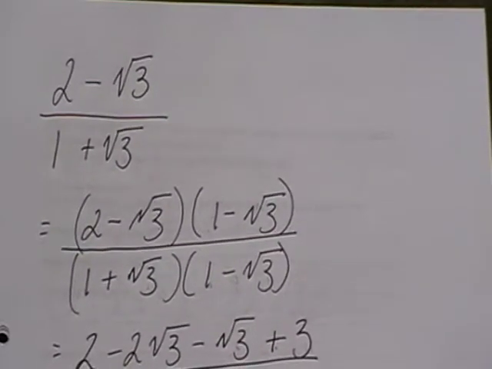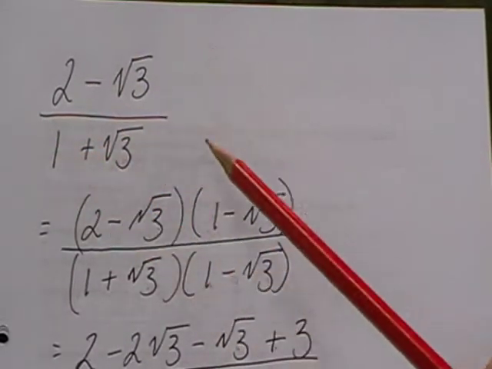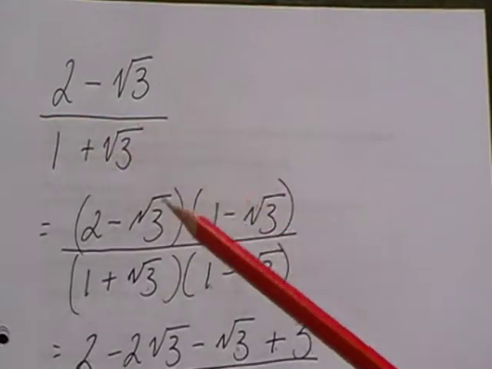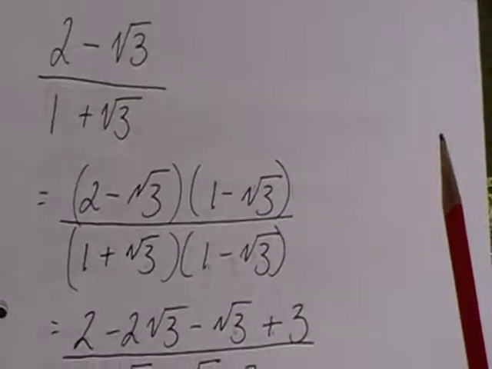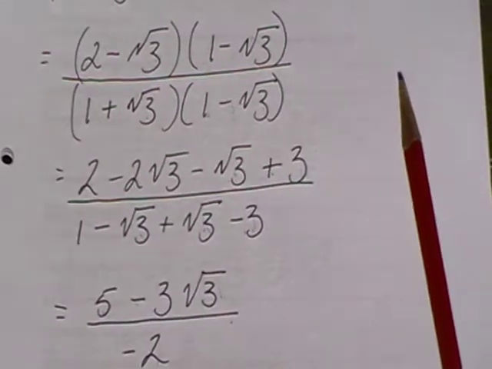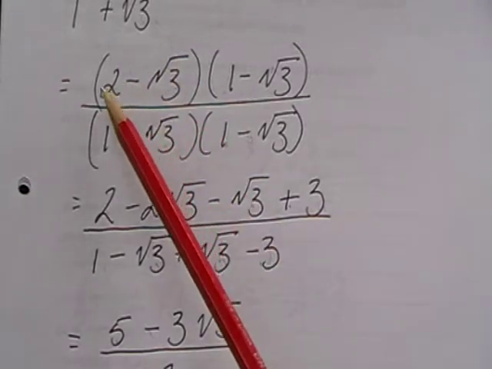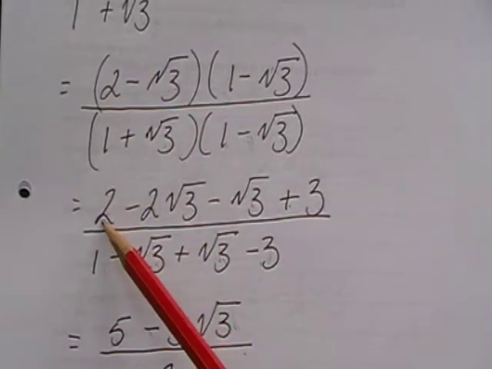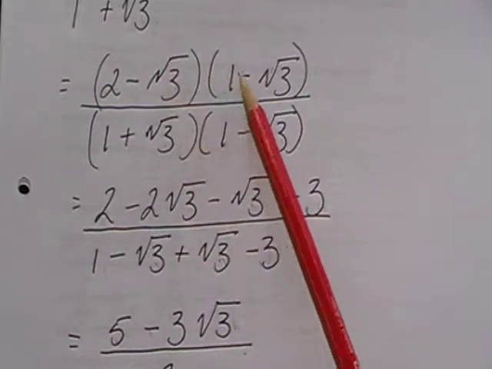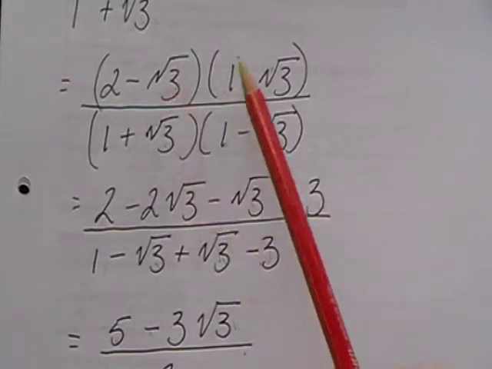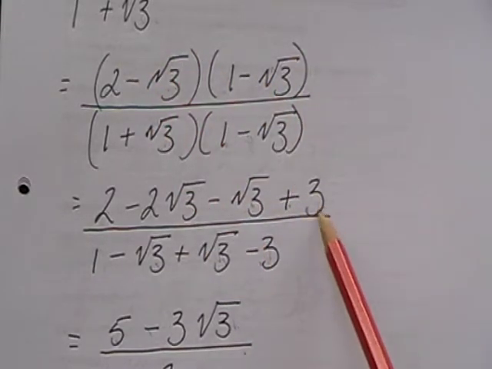Further example. Again, we need to rationalise it, so we know ahead we're going to multiply the top and bottom by 1 minus root 3, which is what I've written out here for the stages to do. So we go through that multiplication, and we have 2 times 1 is 2, 2 times minus root 3, minus root 3 times 1, and minus root 3 times minus root 3. Again, minus times minus gives us a positive root 3.